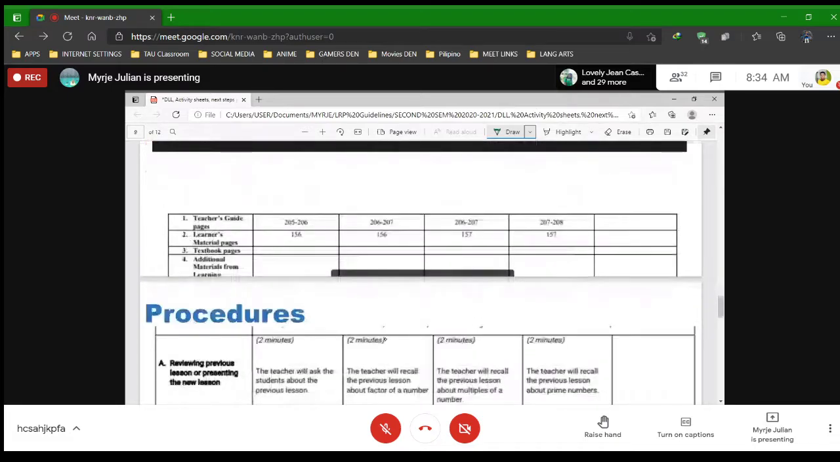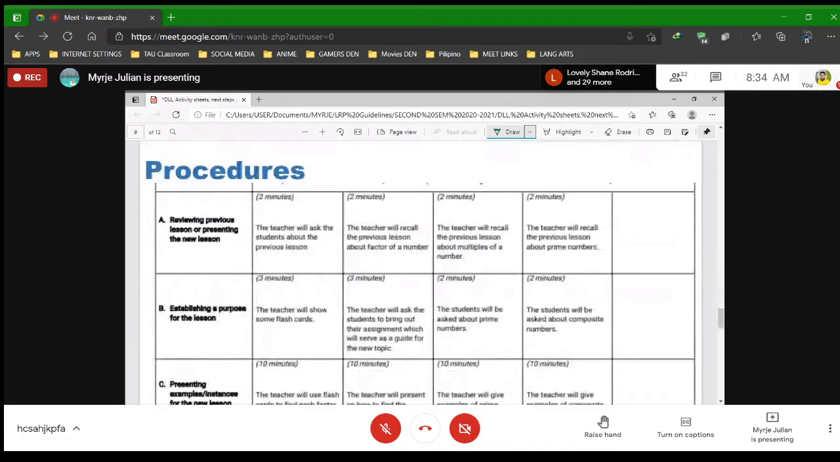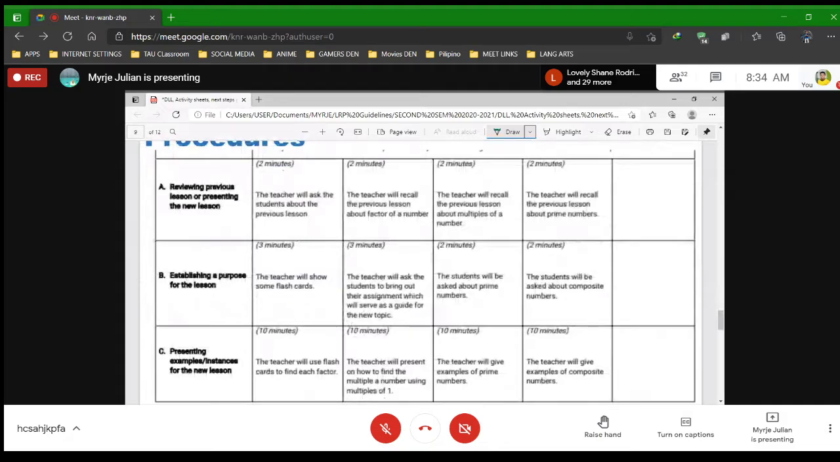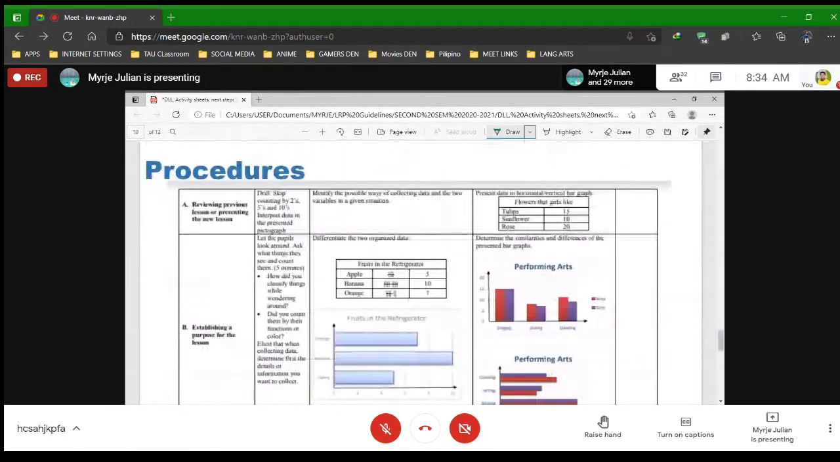Okay, now your procedures. There are two ways on how to write your procedure. It can be this brief. Ang importante lang, isali natin yung phrase na the teacher will, so that malaman ng mga readers ninyo kung activity ba yun ng teacher or activity ba yun ng bata. Kaya pinapasulat ko yung either the teacher will or the learner will. Okay. It can be this brief, but it can be also this detailed.